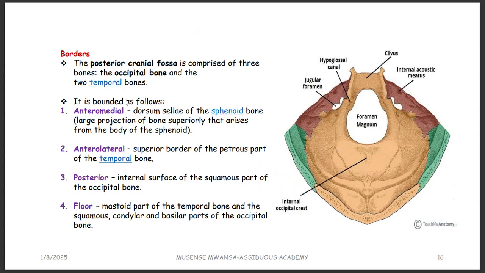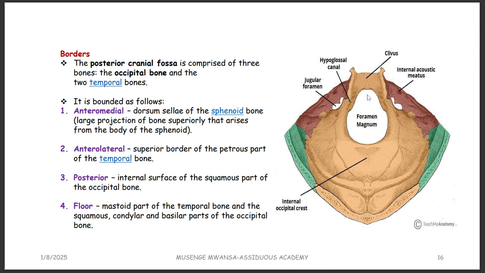When you look at the anterior aspect, the main bones that make up this fossa are the occipital bone and the two temporal bones. So anterior medially, you have got the dorsum sellae of the sphenoid, which was the posterior aspect, isn't it? The posterior border of the middle cranial fossa. Dorsum sellae, it was actually the posterior medial border. Dorsum sellae of the sphenoid bone.